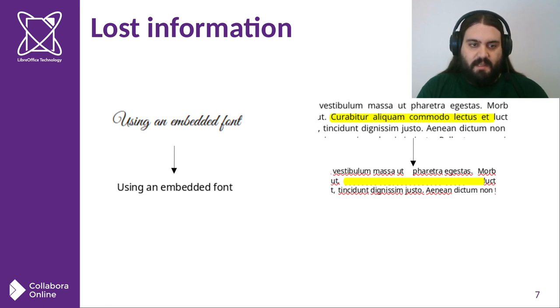And on the right, we have a highlight annotation, where the highlight is imported as a yellow rectangle, which loses all information about its associated text. So changing the text will not change the annotation, and vice versa. The annotation is just a floating rectangle that can be moved independently of the text, which is not the case in the original document.